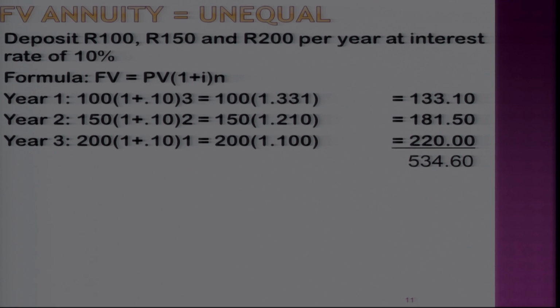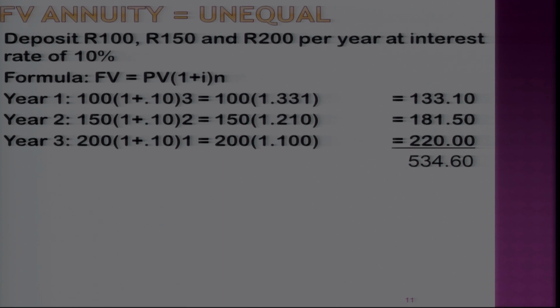That's when it's unequal amounts, right? So they're saying you deposited 100 Rand, then 150, then 200 Rand per year at an interest rate of 10%. There's your formula, and you're going to work. So you're going to say in year 1, how many years do I have left? I'm going to get it for 3 years. Year 2, I'm going to get it for 2 years only, and year 3, I'm just going to get interest for 1 year, and that's how you calculate it. So the crux of the story is know your formula and basically just substitute the amounts into the formula.